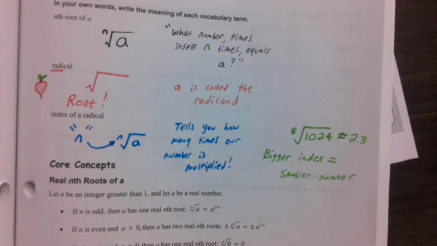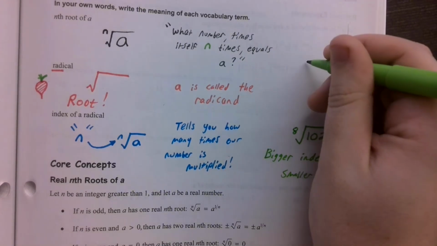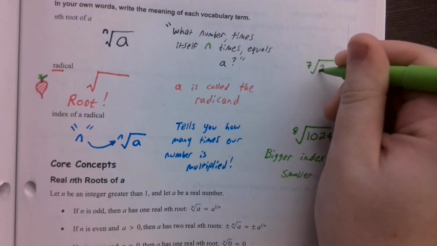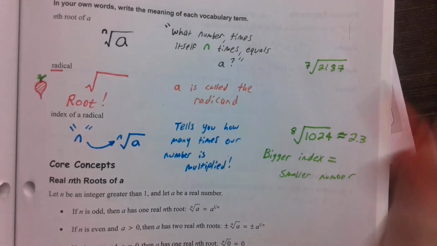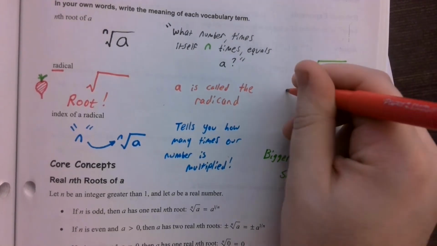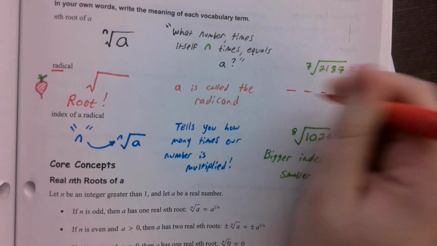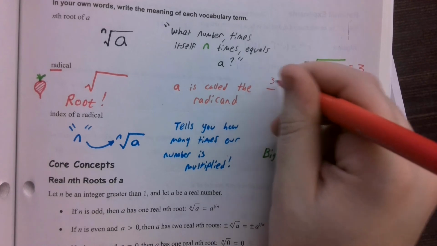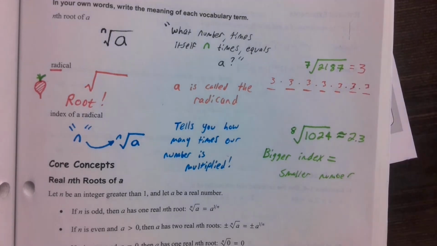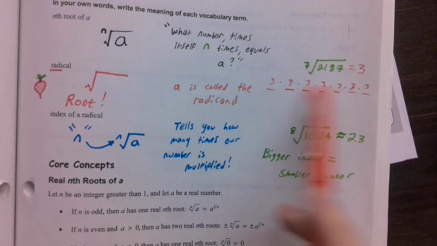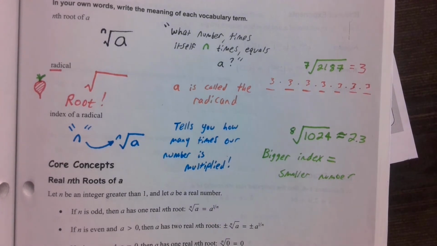Let me see if I can give you one that actually ends up with a real answer. Let's say I wanted to find the 7th root of 2,187. Well, I'll tell you the answer to this one right now. It's 3. 3 times itself 7 times will get you there. 3 times 3 times 3 times 3 times 3 times 3 times 3. So the bigger the index, 7, the smaller your answer has to be. This is very helpful when we have to solve problems involving huge indices.